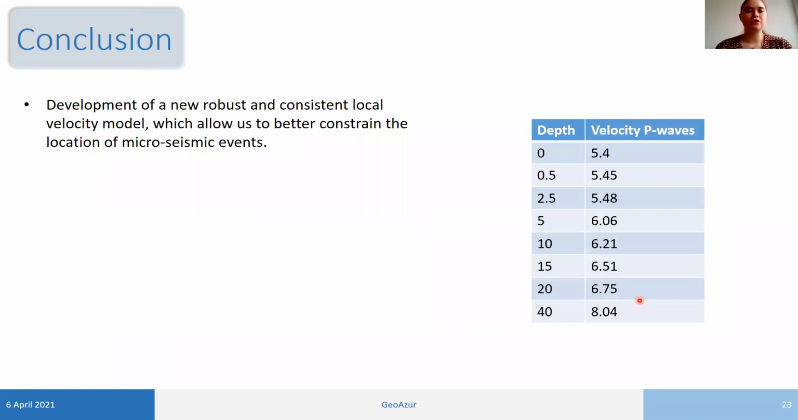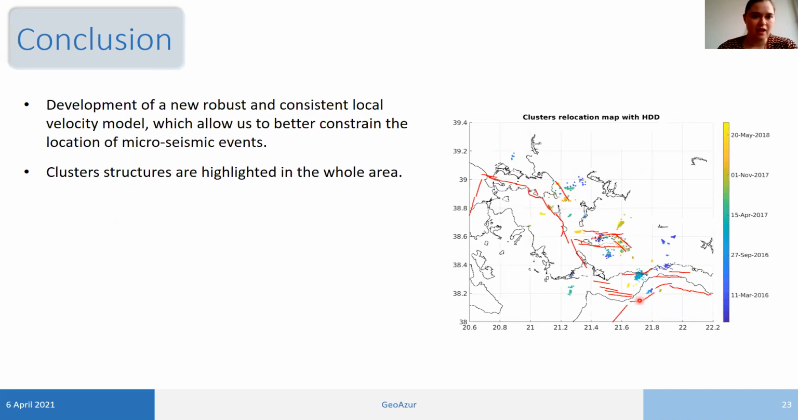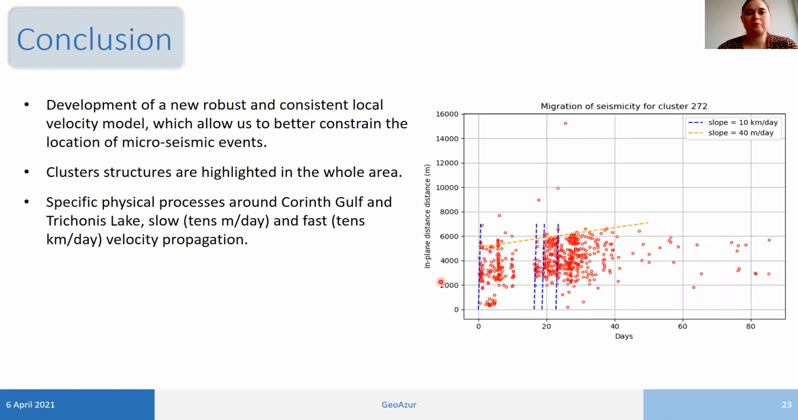Okay, then to conclude, we developed a new and robust local velocity model, which allows us to better constrain the location of micro-seismic events in all the area. Cluster structures are highlighted in the whole area here. Specific physical processes around the Gulf of Corinth and Trichonis Lake are shown in the clusters with slow and fast velocity propagation.